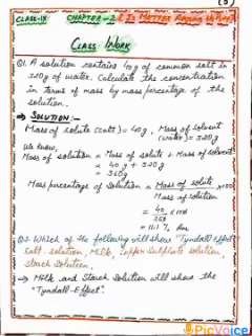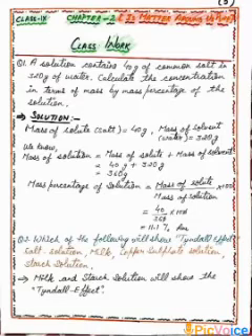Here we know mass of solution is equal to mass of solute plus mass of solvent. So 40 gram plus 320 gram is equal to 360 gram. 360 gram is the mass of solution. Clear?